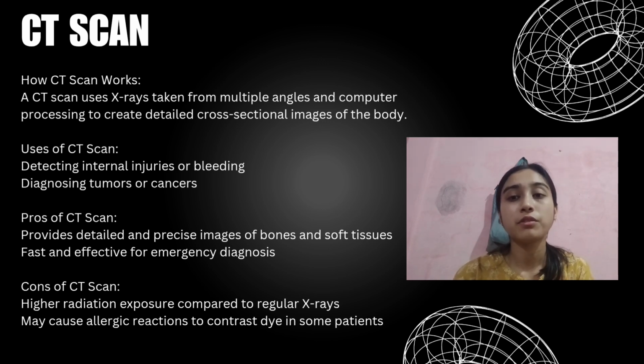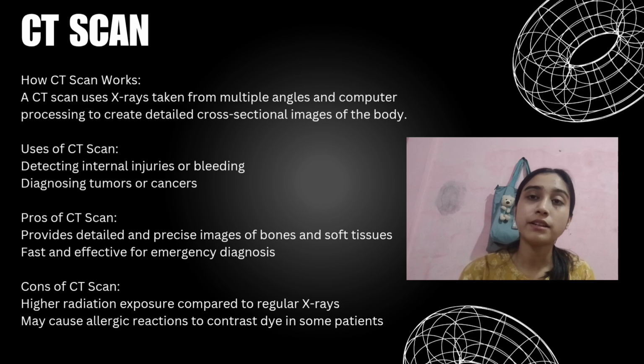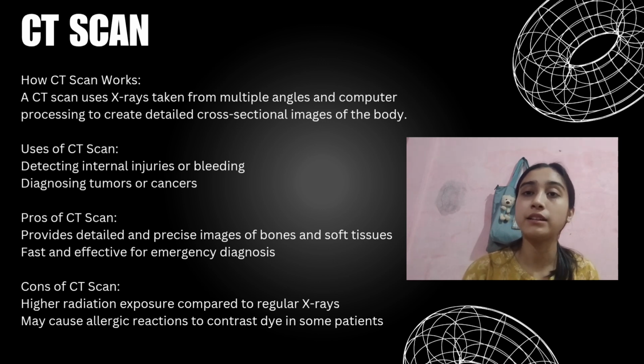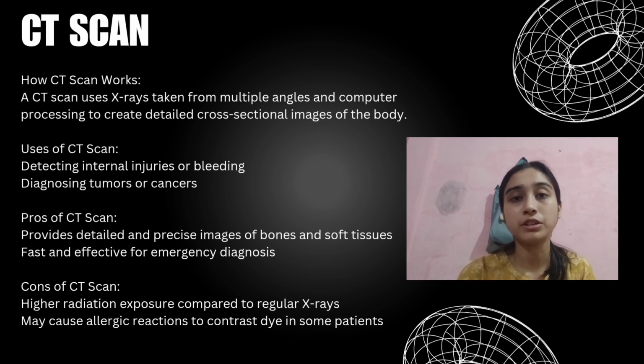What are the uses of CT scan? The uses of CT scans are detailed imaging of the brain, chest, abdomen and pelvis, detecting cancers, internal bleeding and injuries, identifying heart diseases. An example: CT scans are most often used in trauma cases like car accidents, to quickly assess the extent of injuries.